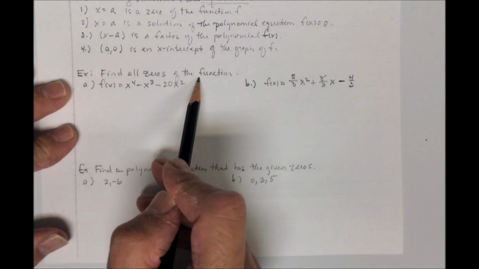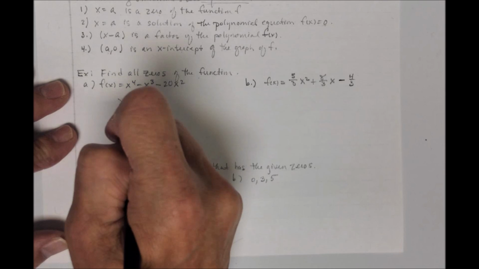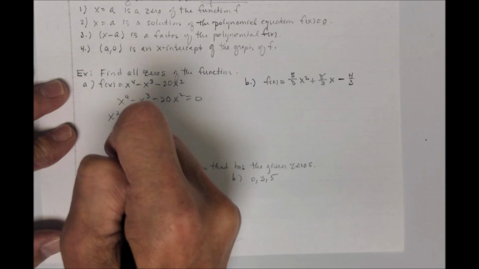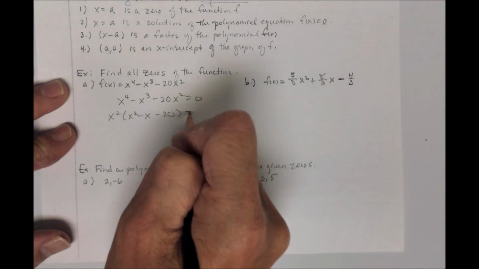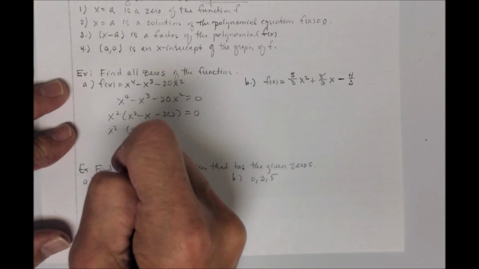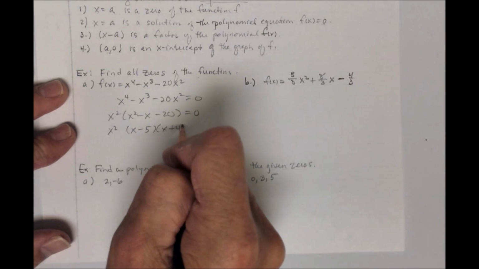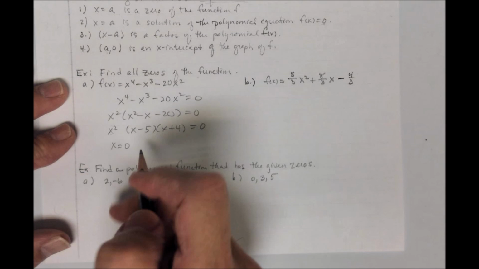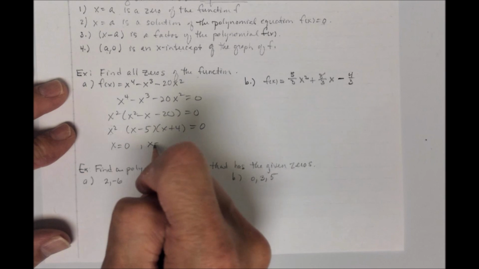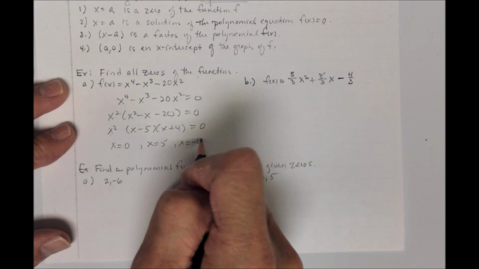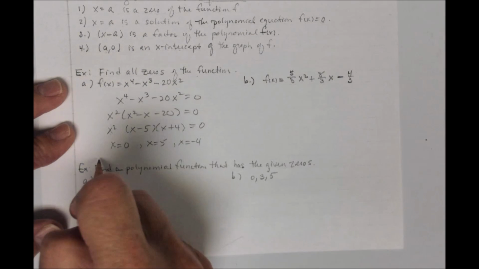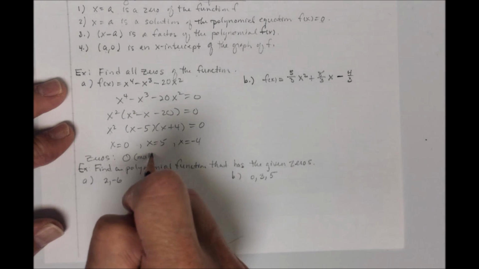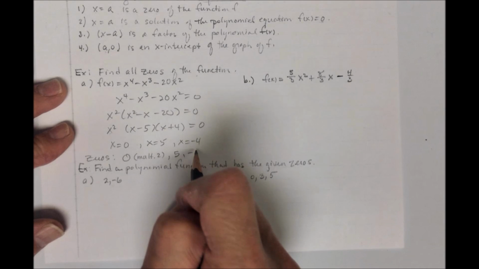Find all zeros of the function. Set the function equal to 0. I can factor out an x squared. That leaves x squared minus x minus 20 equal to 0. I can factor further: x minus 5 times x plus 4. Always check for the GCF. And I get x equals 0, double root, multiplicity 2. I get x equal 5, and I get x equal -4 there. So list the zeros. The zeros are 0, multiplicity 2, 5, and -4.